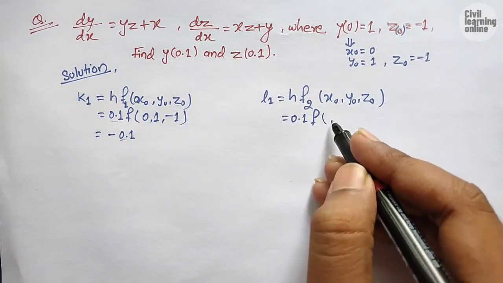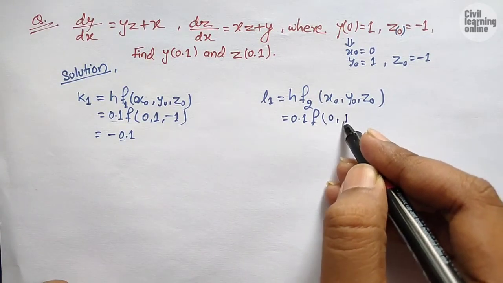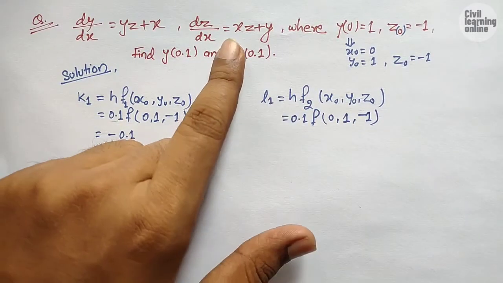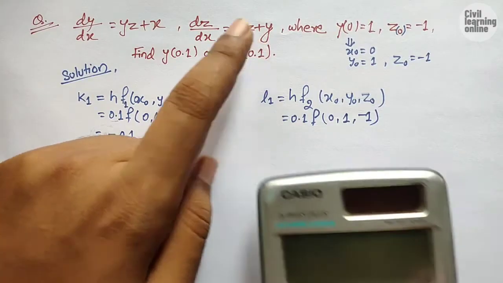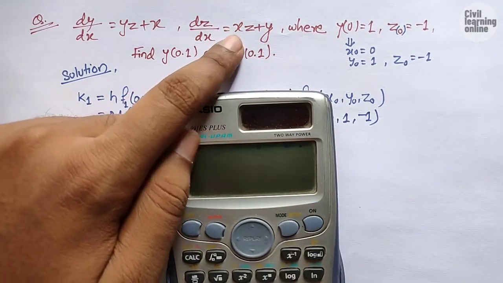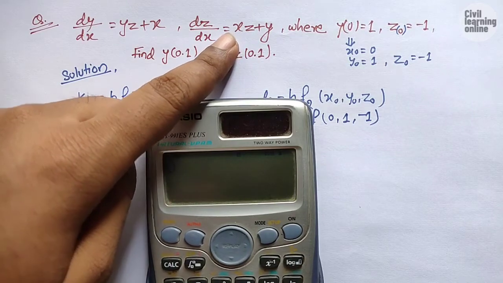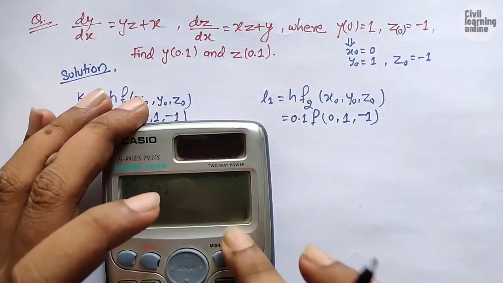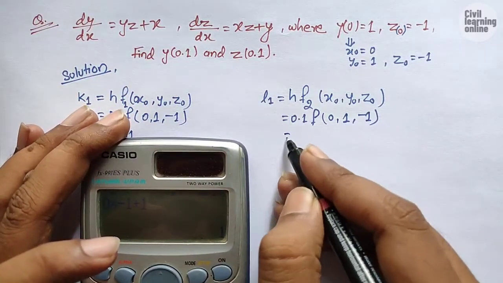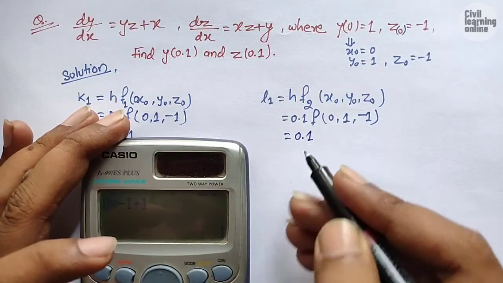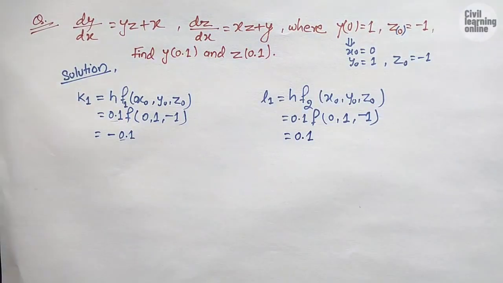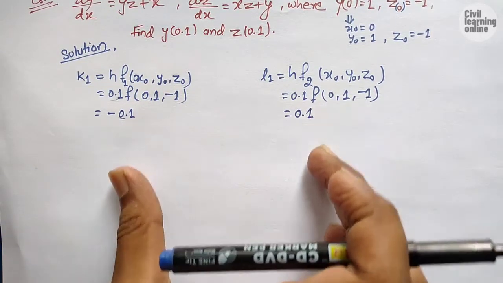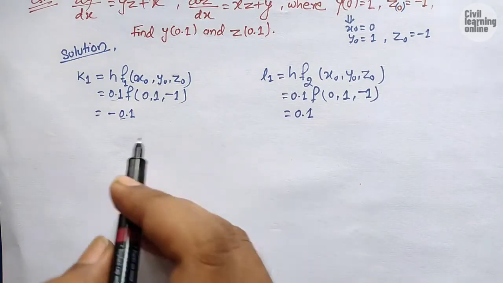And now put the value of x naught is 0, y naught is 1, z naught is minus 1. Now put this value in the second equation, and we have x equals 0, so 0 times z, which is minus 1, gives 0, and plus y, we get 1, and 1 multiplied with 0.1, we get L1 equals 0.1. Now guys, this is the simultaneous equation, we are solving both equations simultaneously one by one.